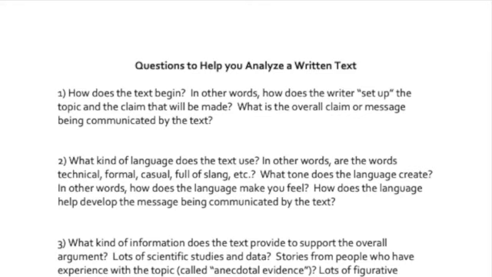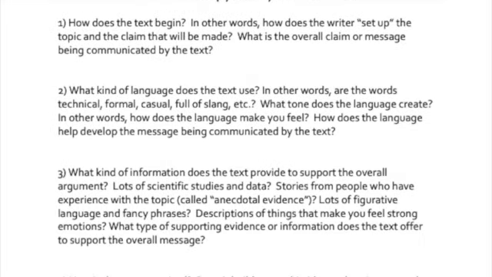Maybe instead of looking at color, right, we look at the language. What kind of language is it? What is evoked by the language? If emotions are evoked by colors, they're also evoked by words. Are the words really technical? Are they really slangy? Like, what tone does the language end up setting up or creating? How does it make you feel? How does the language help develop the message being communicated by the text?